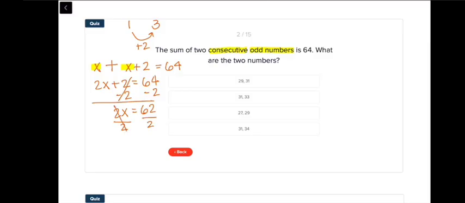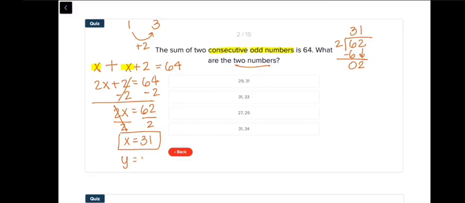We divide both sides by 2, and now we have 62 divided by 2. 2 fits into 6 3 times, giving me 6. I bring down the 2, and that would fit once. So x is equal to 31. But that's just the first number, and the question was asking us for what are the two numbers. So to get the second number, we can just say, well, what's the next odd number after 31? It would be 31 plus 2, which would make the next number 33. So the two consecutive odd numbers would be 31 and 33.